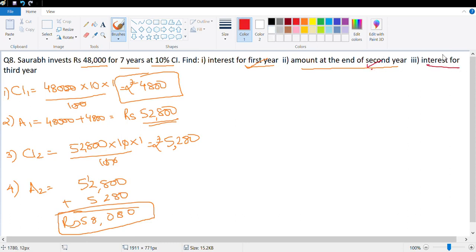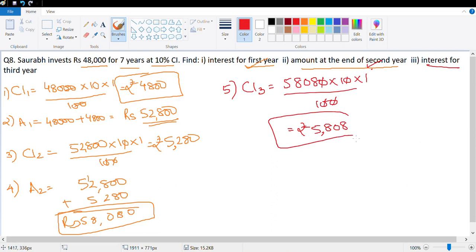And interest for third year, that's one simple since this is only 10%. So interest for third year would be 58080 into 10 into 1 upon 100, and that's equal to rupees 5,808. So that's the answer for the third part of the question.